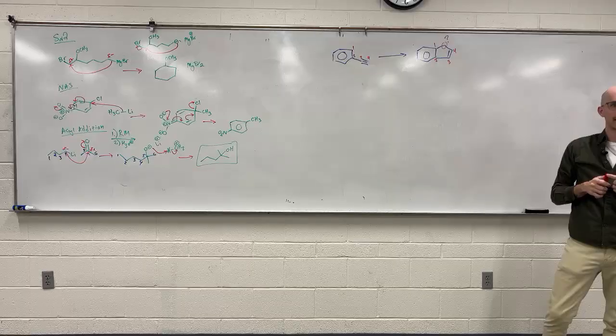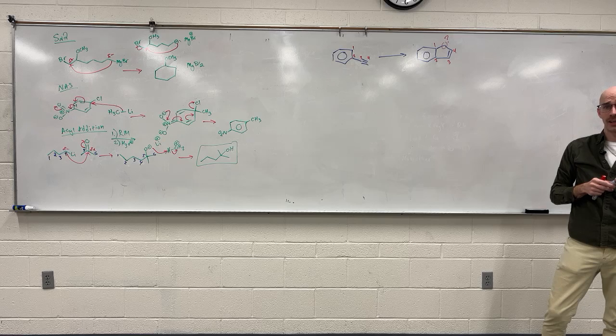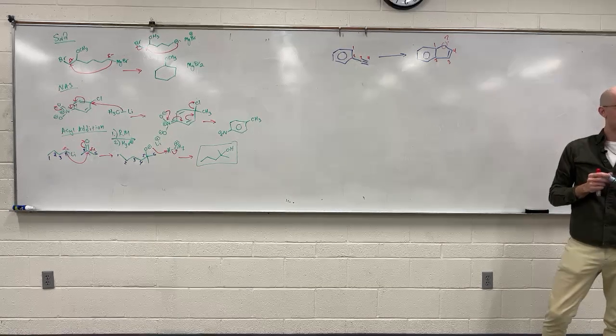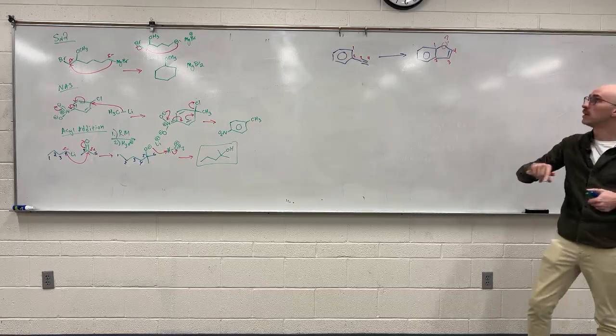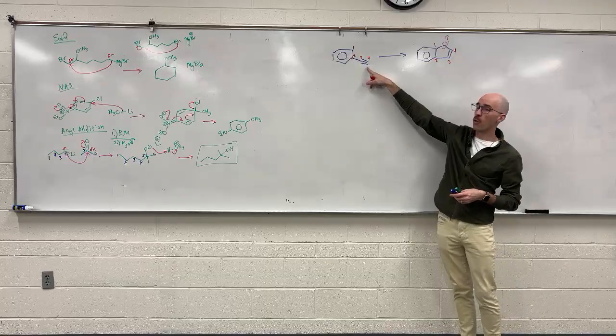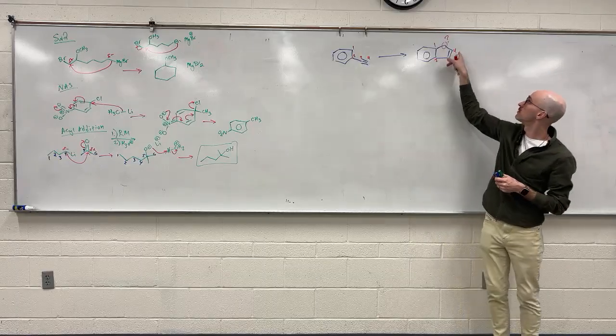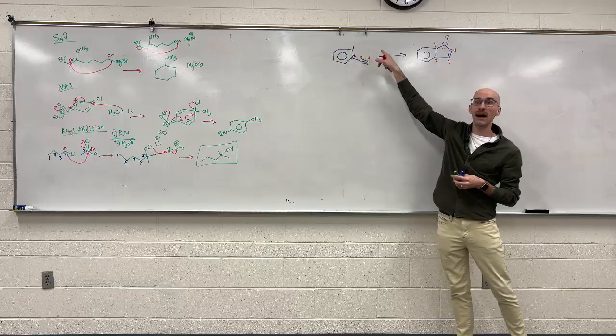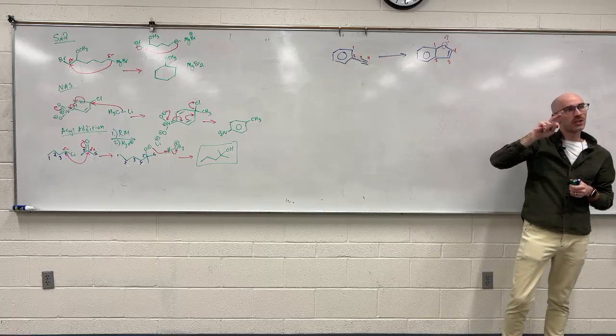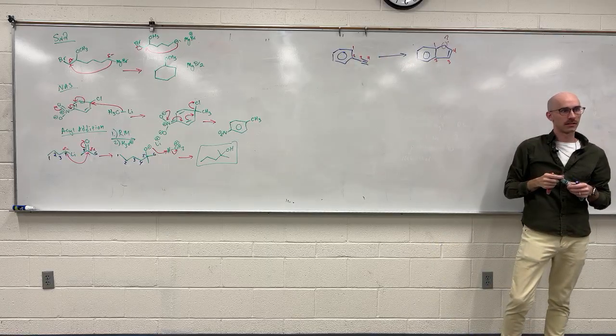Carbon 5 is going to have to come from somewhere. I'll have to add a carbon at some point in this process. There's a lot of ways to do that. In fact, that means I need to form 2 carbon-carbon bonds. I need to form a bond between 4 and 5, and I need to form a bond between 1 and 5. So I'll need to form 2 carbon-carbon bonds here.